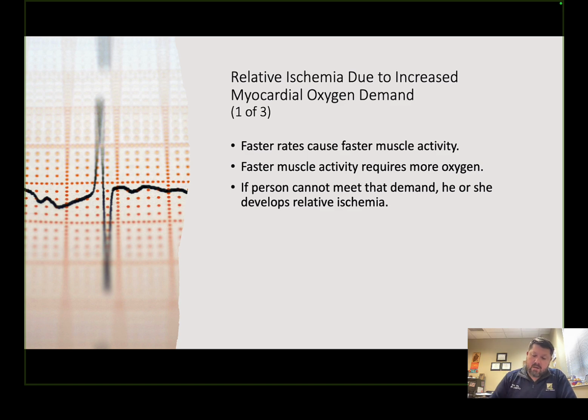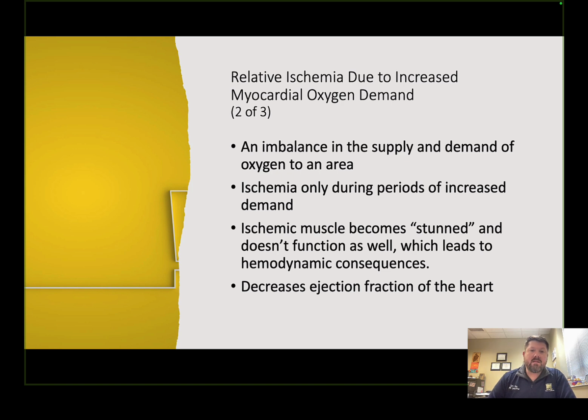So faster rates cause faster muscle activity, and faster muscle activity requires more oxygen. If a person cannot meet the demand, he or she develops relative ischemia. An imbalance in the supply and demand of oxygen to an area results in relative ischemia, and is only seen during periods of increased demand.